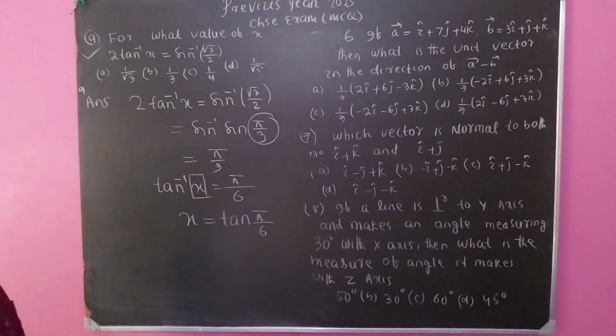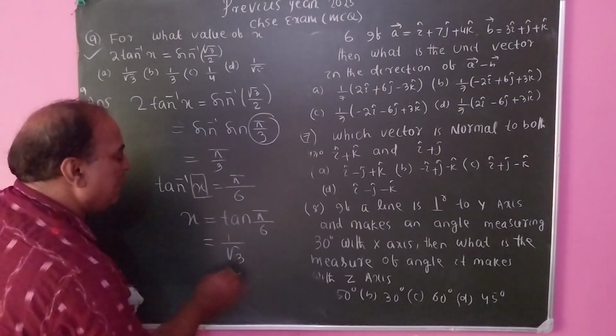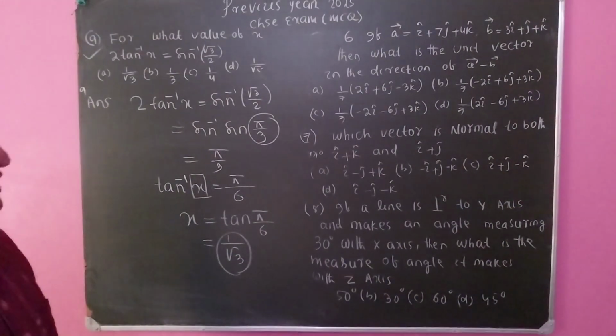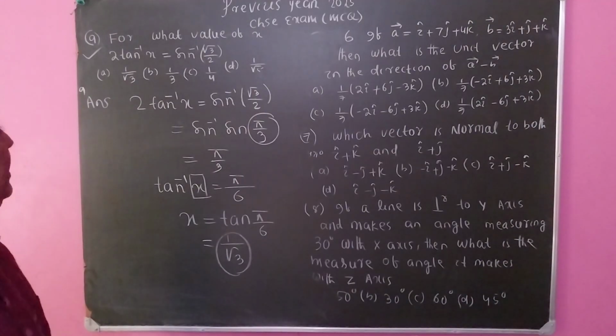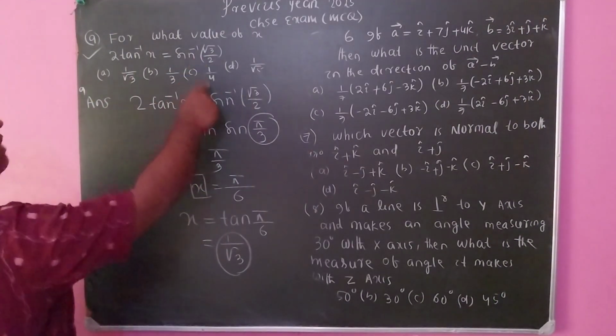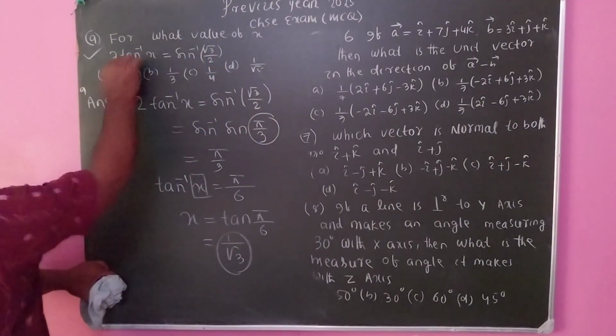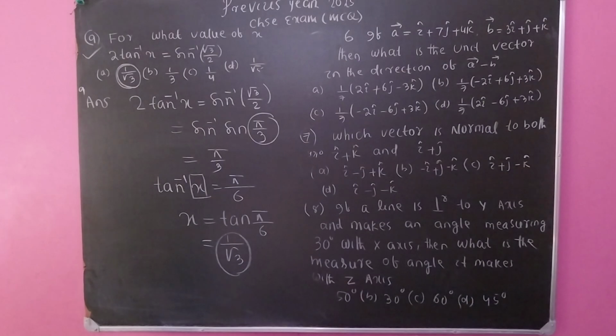Tan pi by 6 value is 1 by root 3. But in your options, 1 by root 3, 1 by 3, 1 by 4 and 1 by root 5, so the correct answer is 1 by root 3. So this is question number 9.